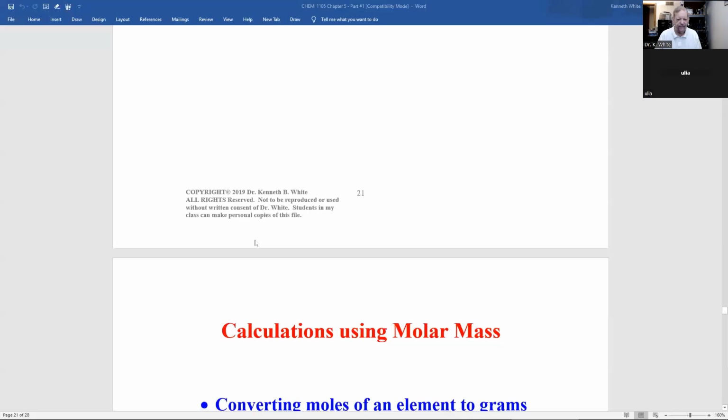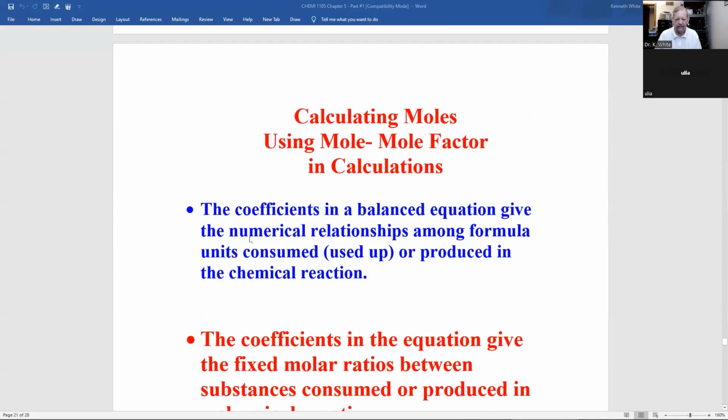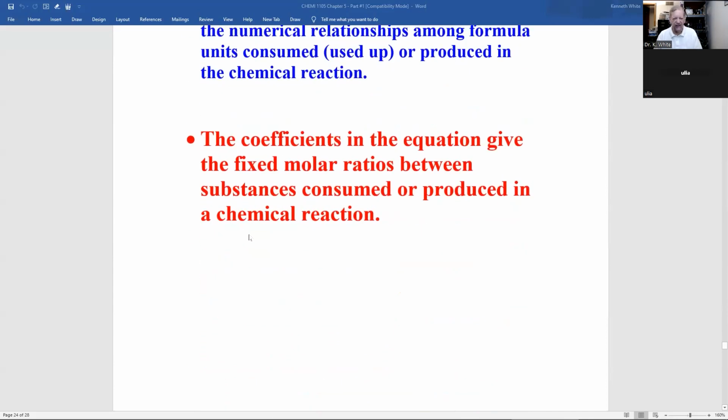Let's get going. All right, now yesterday I talked about one of the most important concepts I know in all of chemistry. And that is the coefficients in a balanced chemical equation give fixed molar ratios between substances consumed, reacted, and produced in a chemical reaction.